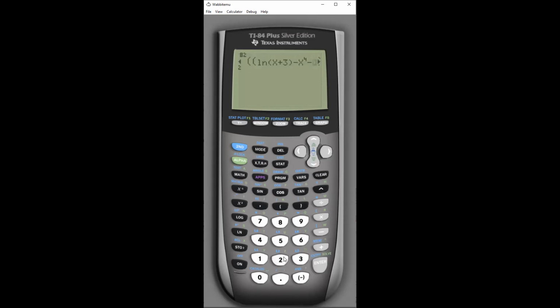minus 2x to the third power, close parentheses, and this has to be squared as well. And this is with respect to x. Let's calculate that. And the answer is 5.340. So 5.340, the volume of the solid.